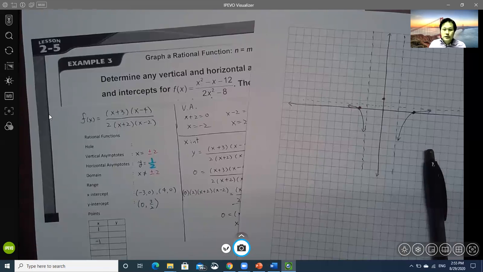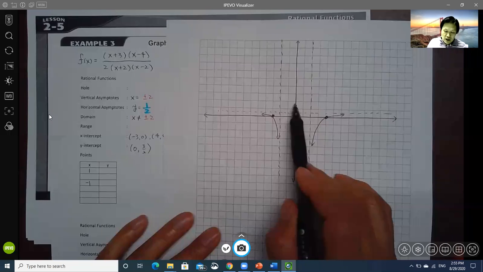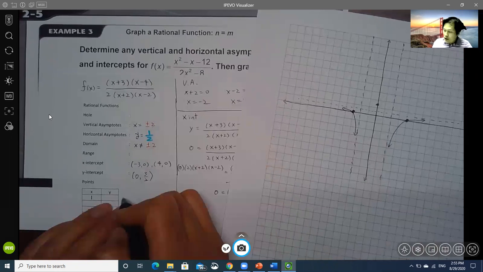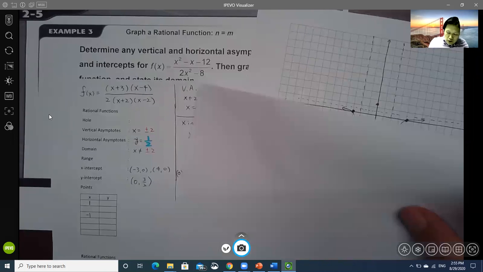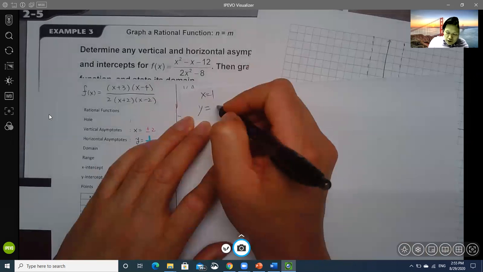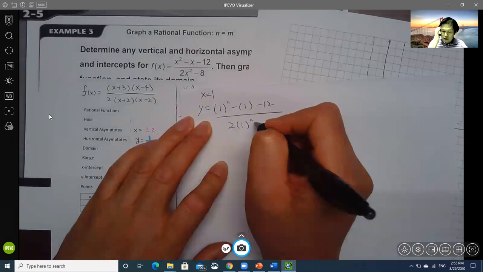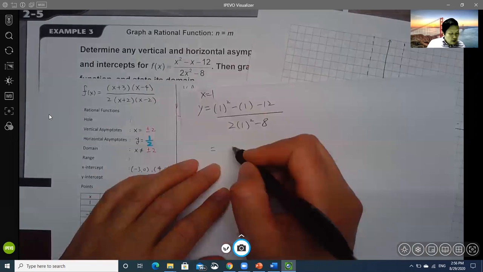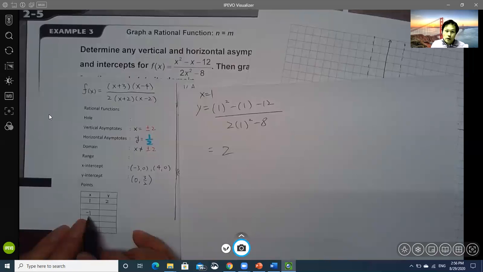Okay, so this is basically what I'm trying to do. I want to know what's going on here. So you need to plug in x equal to 1. So you might say, what do you mean x equal to 1? I am plugging in x equal to 1 here. So the calculation will be y equal to 1 squared minus 1 minus 12 all over 2 times 1 squared minus 8. Okay, that's what I'm doing, and I'm using a calculator for that. If I use a calculator, I got 2. If you calculate all that, you get 2. So 1, 2.